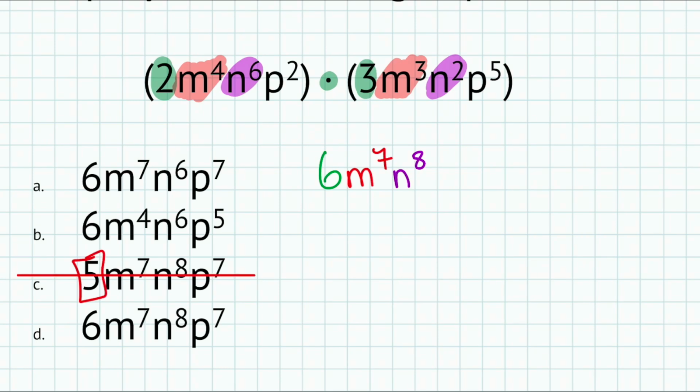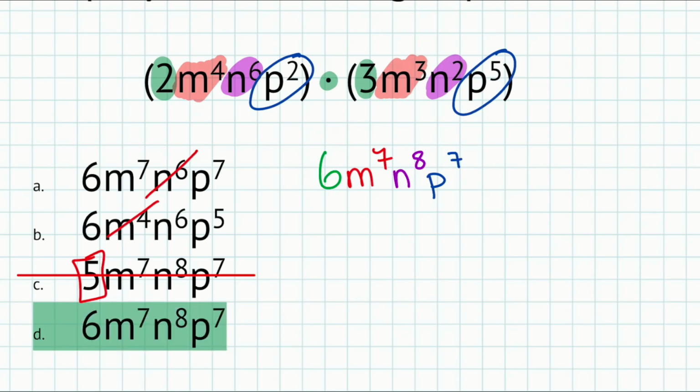And then lastly, let's take care of it. We have p squared and p to the power of 5. Multiply those by adding those exponents, and that's going to give you p to the power of 7. And there we are. So based off of all this, we don't have a 7 on B's m, so that's going to be gone as well. And we don't have the 8 on the n there, which means the only correct answer that can be is D. Booyah. And there you go.